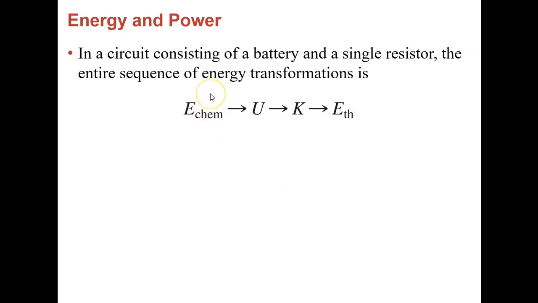So in a circuit consisting of a battery and a single resistor, the entire sequence of energy transformations looks like this. We have chemical energy in the battery, which gets converted to potential, which gets converted to kinetic, which then gets converted to thermal energy. Chemical energy in the battery ultimately transfers to heat energy in the light bulb or something, or a resistor.